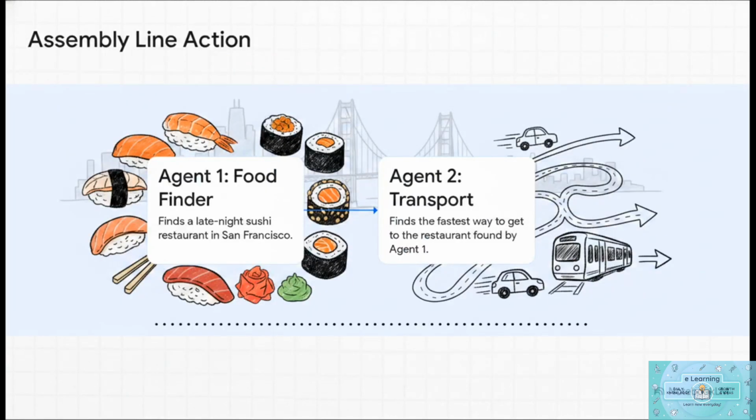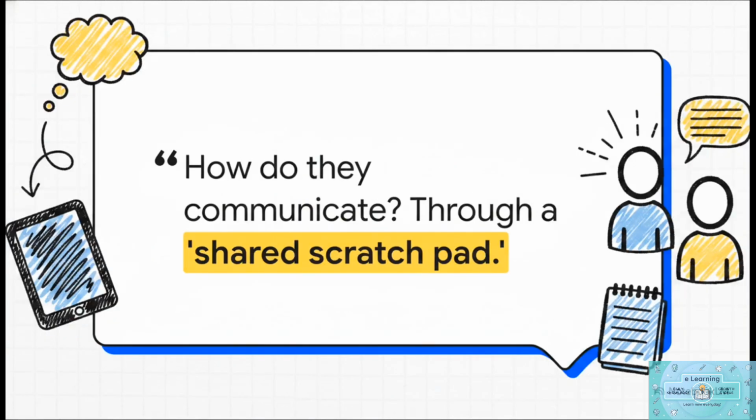Let's go back to our San Francisco trip. Let's say your task is to find a late-night sushi spot and then find the fastest way to get there. Using a sequential pattern, you'd have two specialized agents. First, the food-finding agent does its job. It finds the perfect restaurant. Only after it's completely finished does the transportation agent wake up and use that restaurant's address to find a route. Step 1, then step 2. Simple. Okay, that's cool, but how does that second agent know what the first agent found?